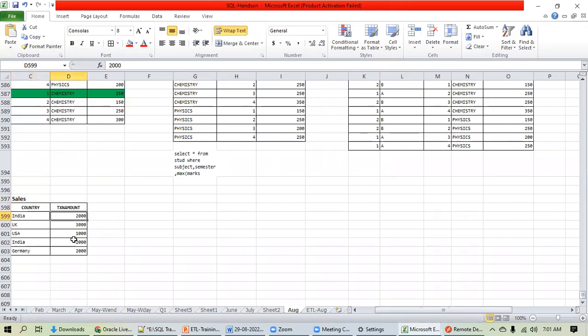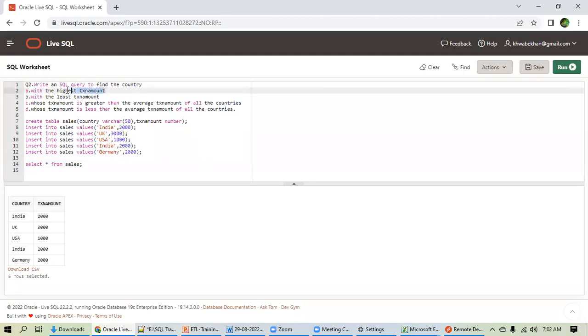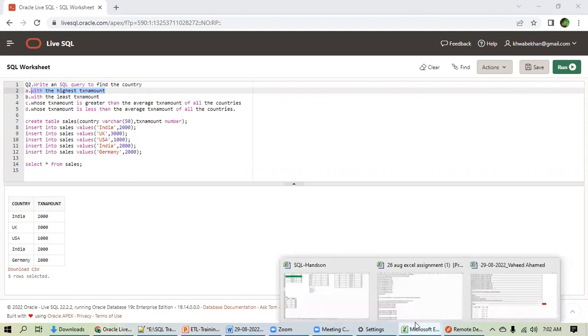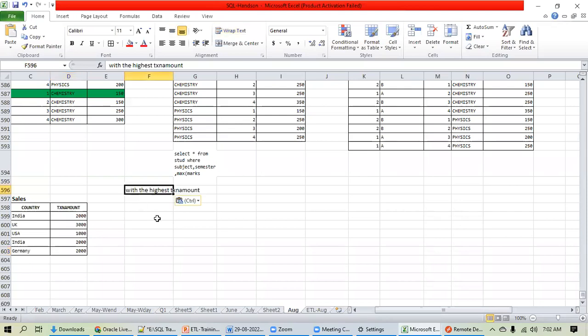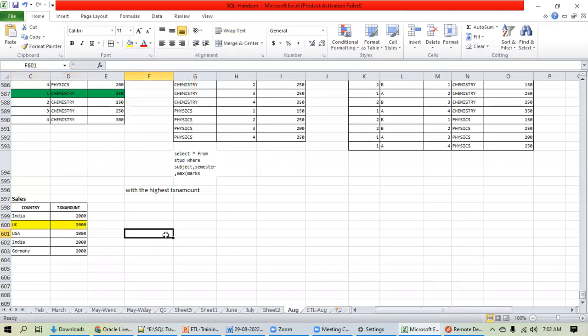India, the sales is 2000, UK 3000, US this, India this, Germany this. Now the first question is the country with the highest transaction amount. Can you tell me the country with the highest transaction amount? UK. Okay, any other thought? India. Tajuddin is telling India, because I think we have two India. That's it.